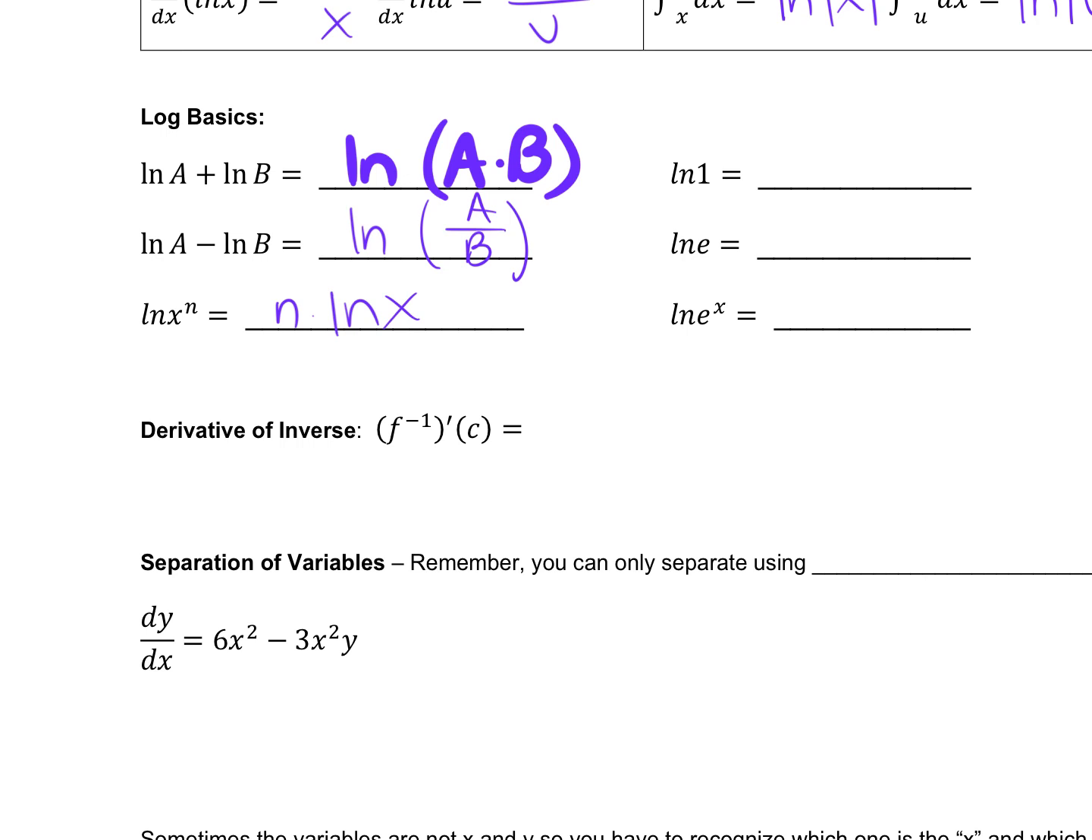Ln of 1 we all know is what? 0. Ln of e is 1. And ln of e to the x is x.